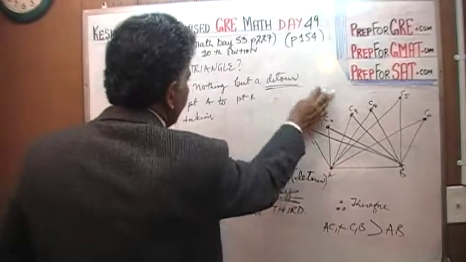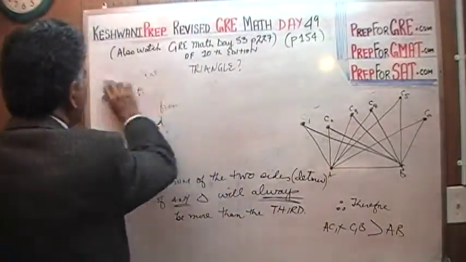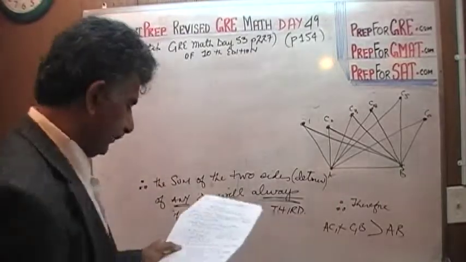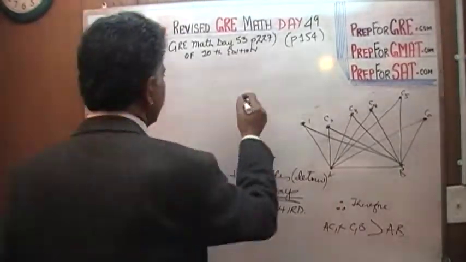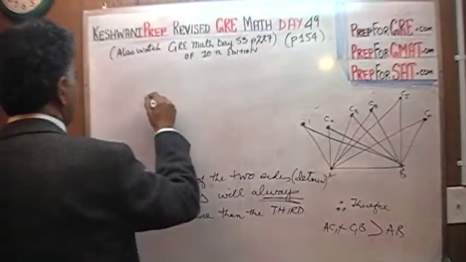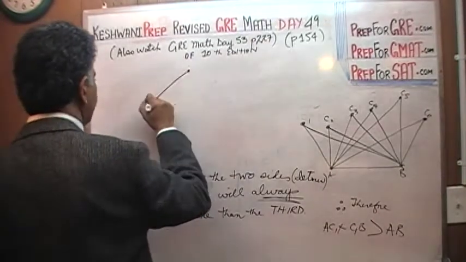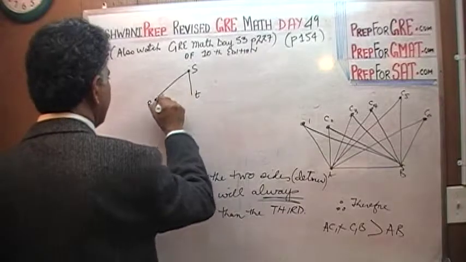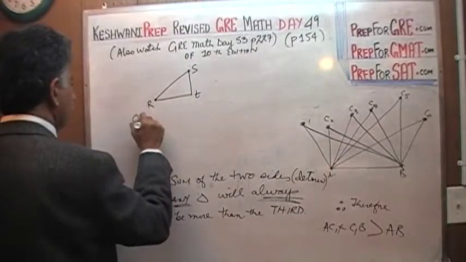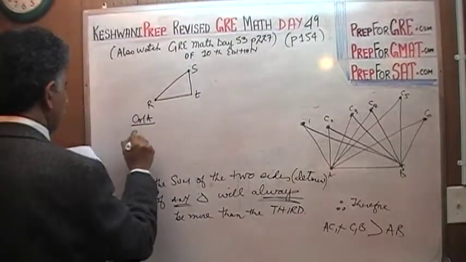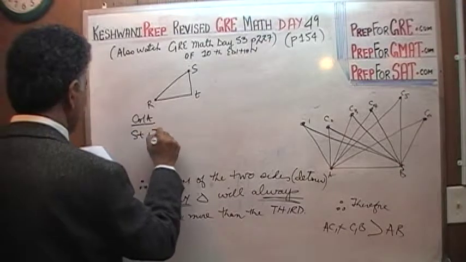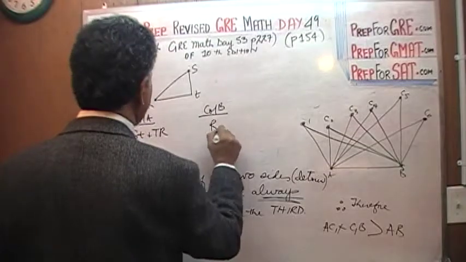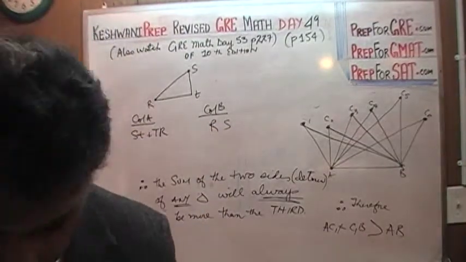Now let's do the problem that I put there before. The question was, which column is bigger? Which column is bigger here? Here we have R to S, and then from S to T, and column A was ST plus TR, and column B was RS. Let me put the RS in a different color so you can see it.